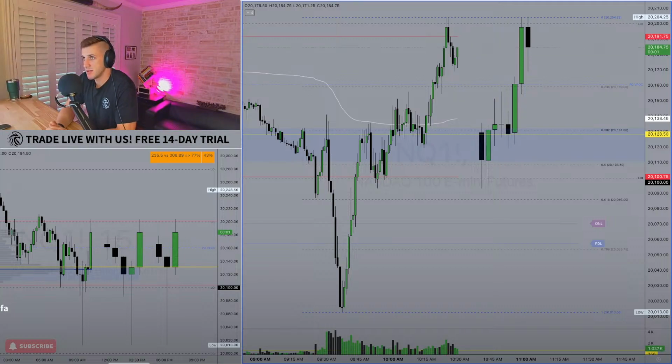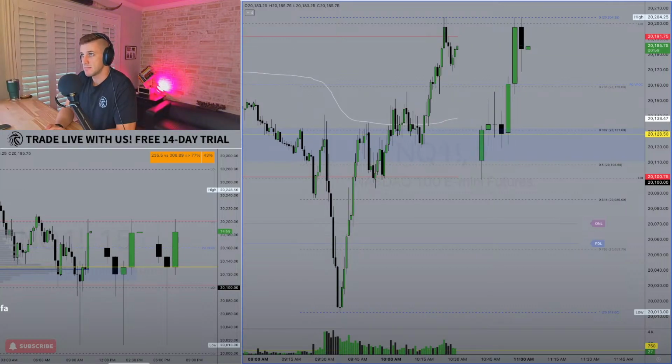NQ tested that 200 level of interest. Seller stepped in there. I like to see how that 160 area is going to be treated if price gets into that point. That's that first shallow fib as well as the prior day volume point of control.